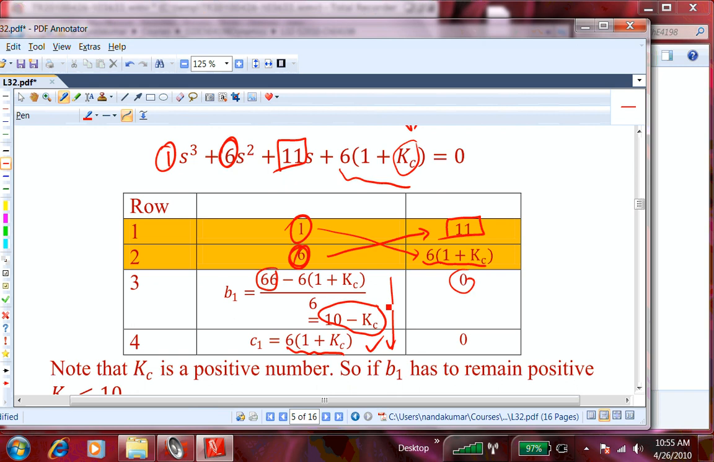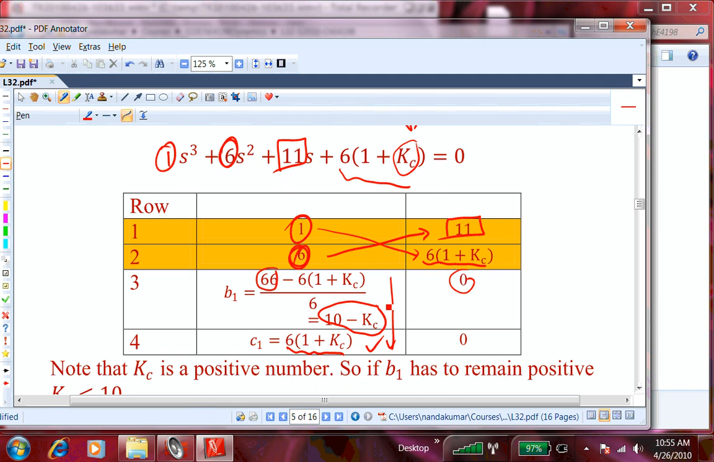Okay. So when kc equals 10, what happens to row 3? 0 and 0. So the third theorem applies, and that means you are just crossing, when kc equals 10, the eigenvalues are just crossing the imaginary axis. So there's a pair of purely imaginary eigenvalues leading to sustained oscillation. That's a critical value for kc.